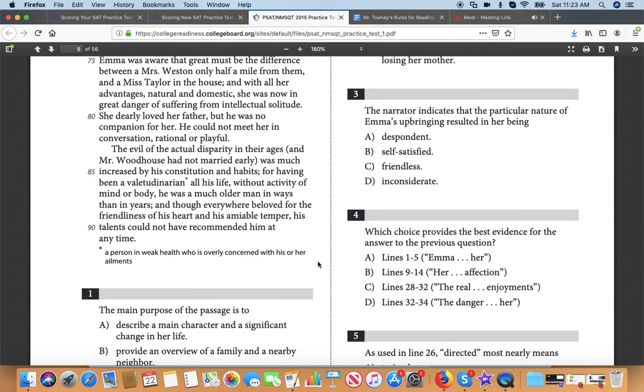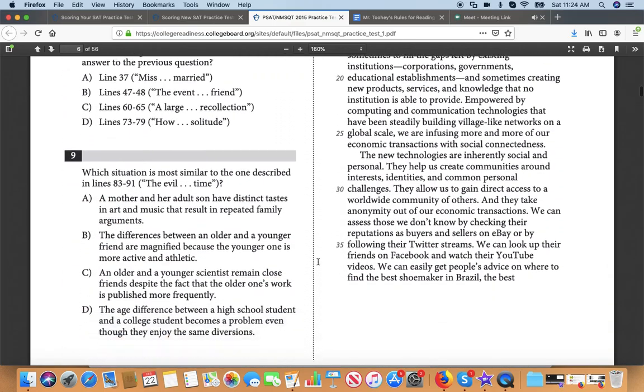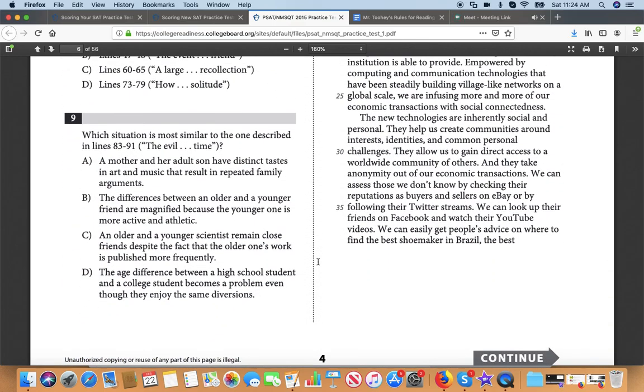Read 83 through 91 for me, please. The evil of the actual disparity in their ages, and Mr. Woodhouse had not married early, was much increased by his constitution and habits. For having been a valetudinarian all his life without activity of mind or body, he was a much older man in ways than in years, and though everywhere he looked for the friendliness of his heart and his amiable temper, his talents could not have recommended him at any time. Okay. So we've got to find the situation most similar to the one described in those lines, and we still have to base this on evidence in the text.